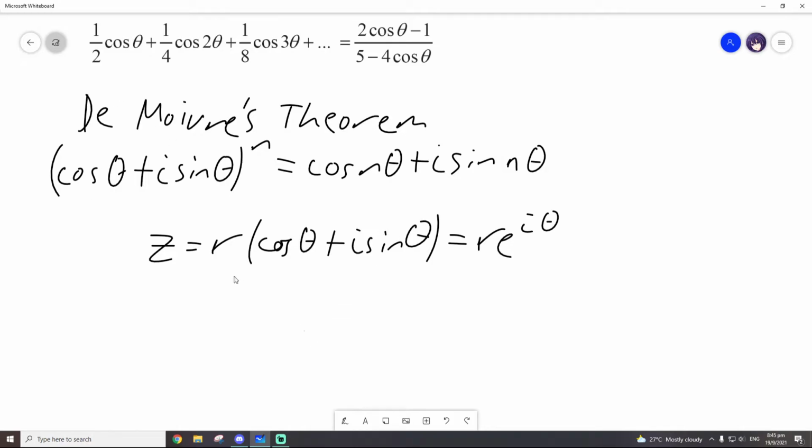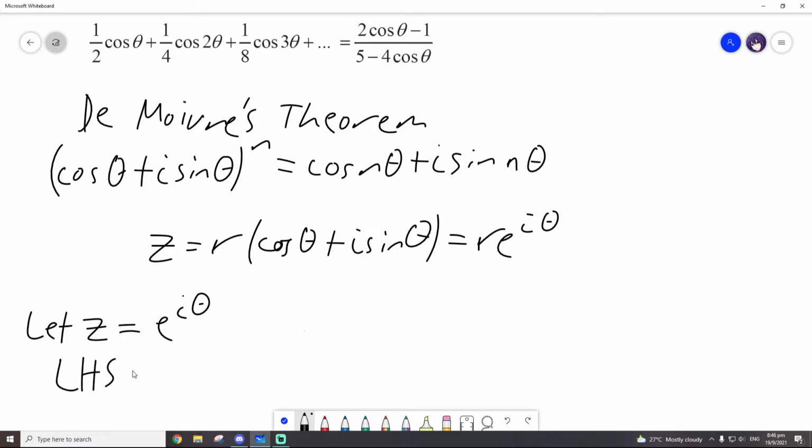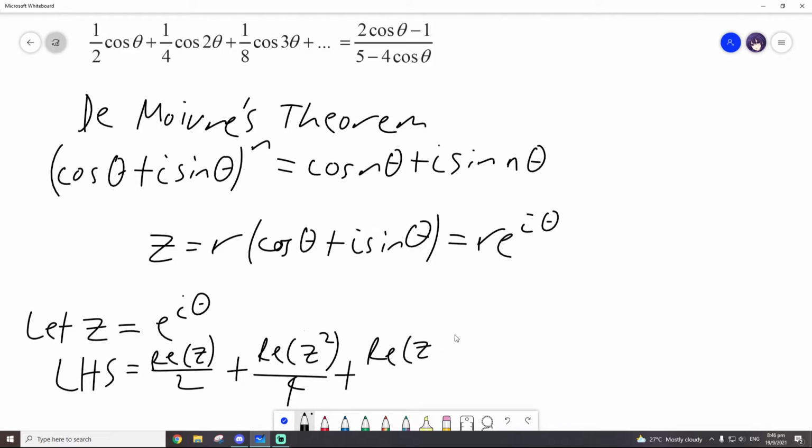Well, we notice that the real part of cosine theta plus i sine theta is, of course, just cosine theta. So what we're going to do is let there be a complex number z. Let z equal e to the power of i theta. And, of course, equivalently, this is cosine theta plus i sine theta. The left-hand side of the above identity that we're trying to prove can be written as the real part of z divided by 2 plus the real part of z squared, based on de Moivre's theorem, divided by 4 plus the real part of z cubed divided by 8, and so on and so forth.